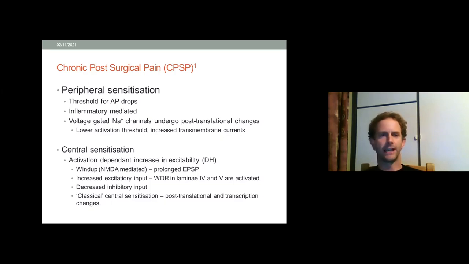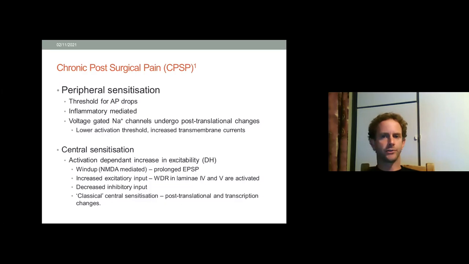So you can start getting peripheral sensitization within 24 hours or so. And the end point of all these changes is that your voltage gated sodium channels have a lower activation threshold and increased transmembrane currents, which means that you have more action potentials for your stimulus, i.e. a stimulus that previously wouldn't have caused pain now causes pain.